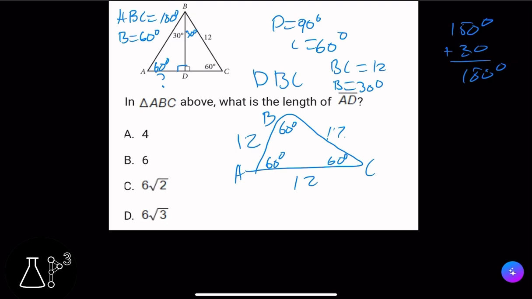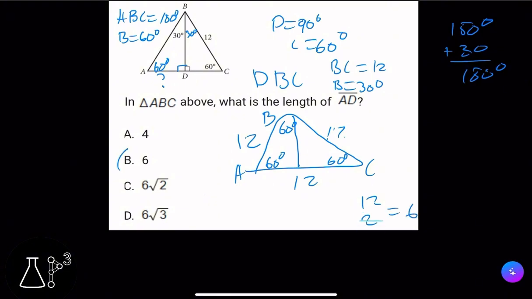So to look for AD, all I have to do is figure out that because D is in the middle of AC, I can assume that AD is going to equal half of AC, because AC equals 12 and we draw a line at the bottom. Therefore, all I have to do is 12 divided by 2, which gives me 6, and my answer is going to be B.